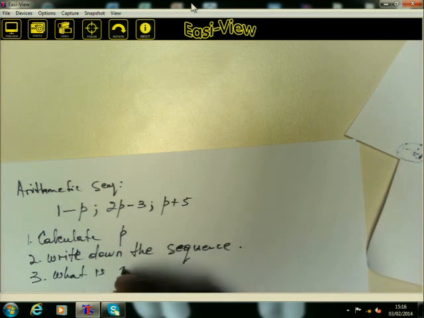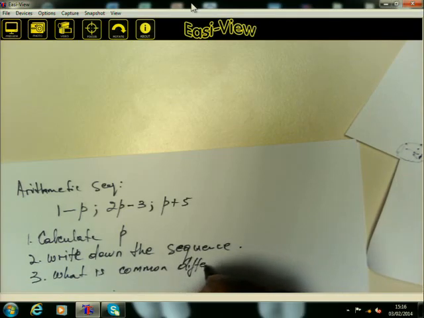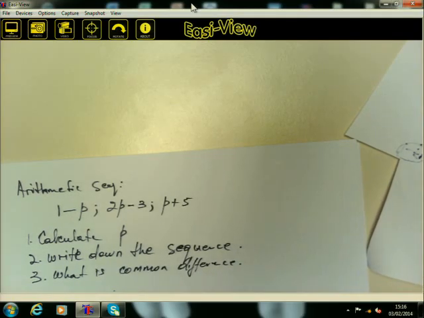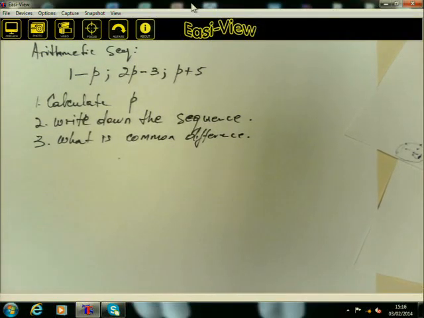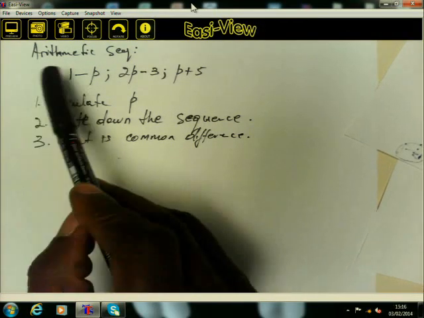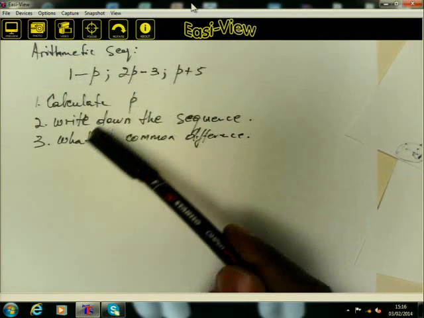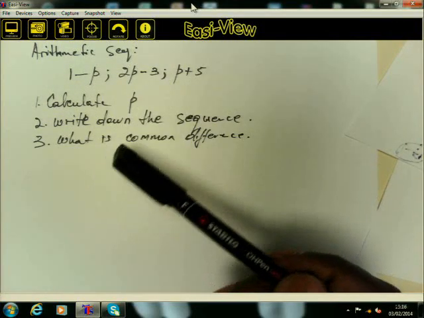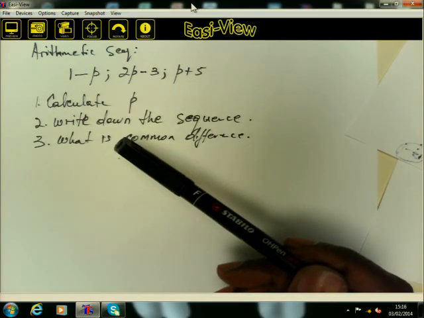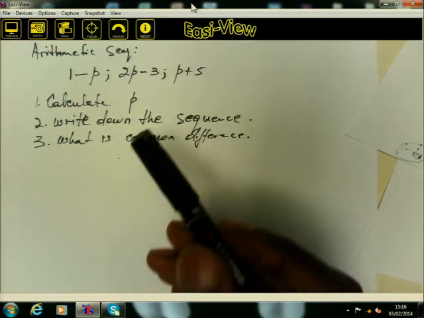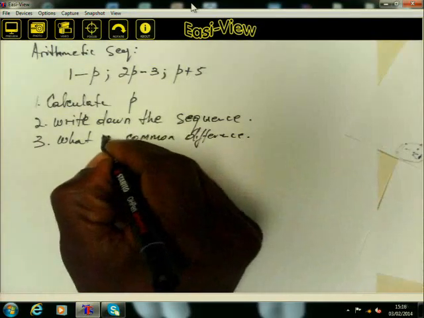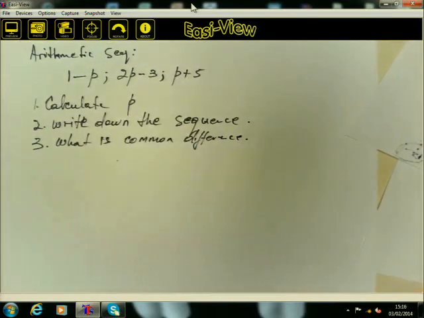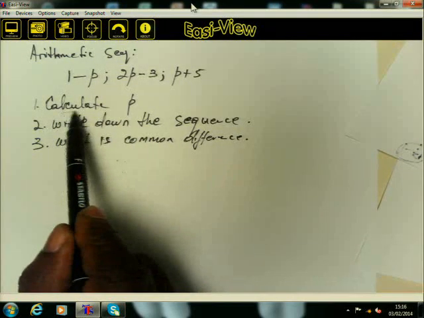What is the common difference? Let's see, how do we go with that together? We have 1 minus p given as the first term, 2p minus 3 as the second term, p plus 5 as the third term. Right. So from that one, we will be able to get the value of p as is required.